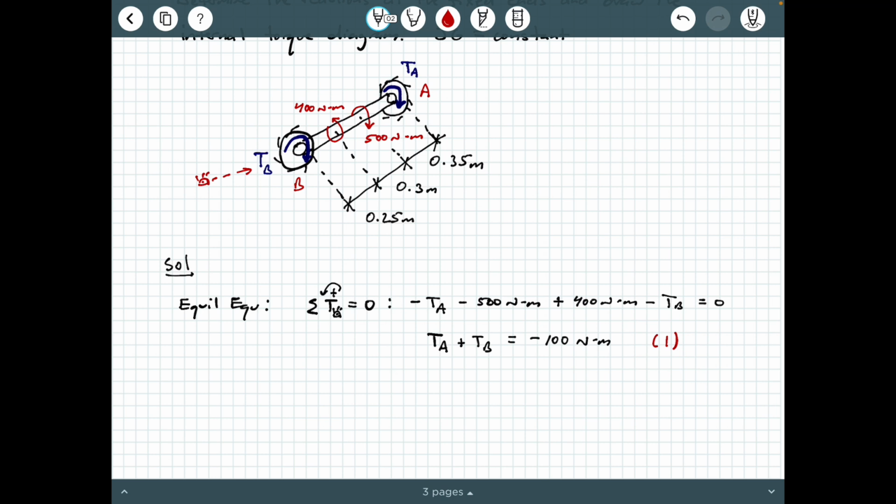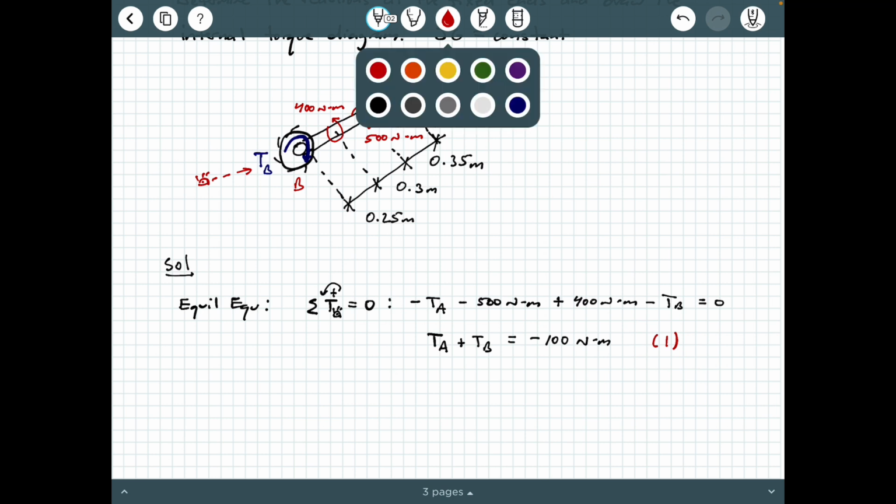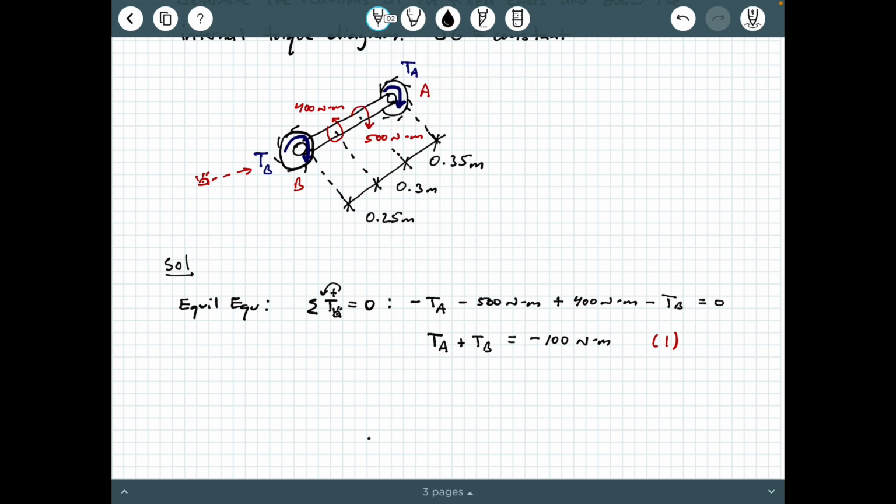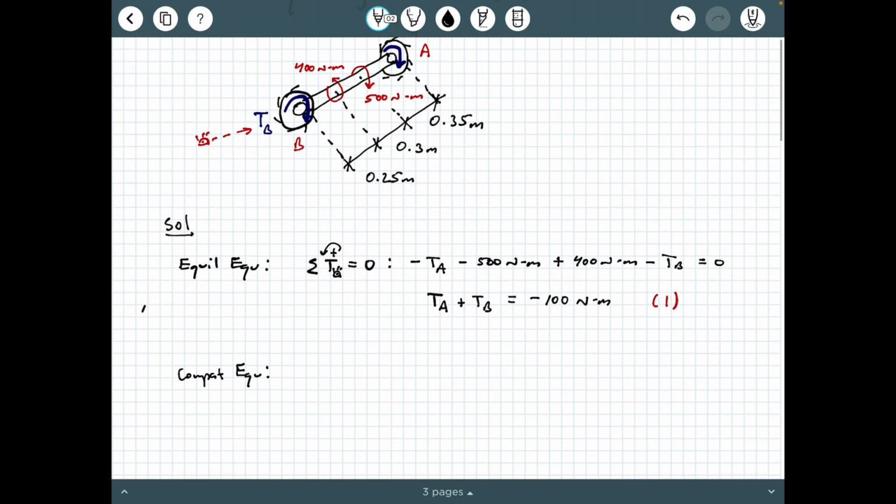So what's the second piece of information we need? Well, we need to set up our compatibility equation, right? That's going to be our second relationship. So I'm going to call this the compat equation. All right. Now the compatibility equation is going to relate angle of twist values to one another. Now, generically speaking, what we're going to have is the angle of twist at A relative to B should be 0.